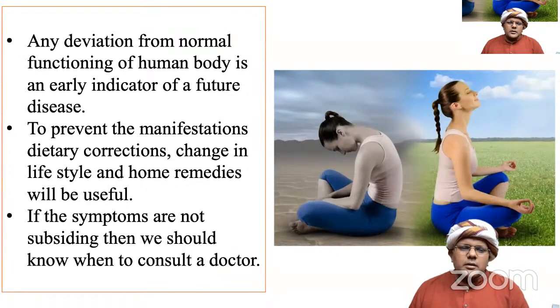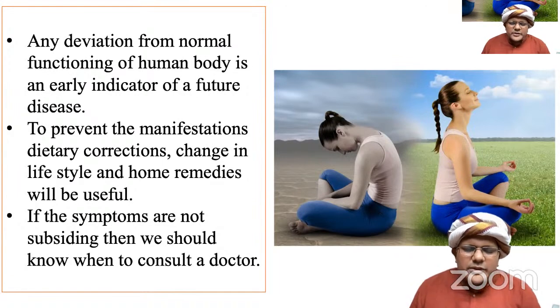There are so many other premonitory symptoms for bigger diseases like heart diseases, diabetes, stroke, kidney failure, so many other bigger challenges which now we face. We need to understand how the body will react, how the body will try to tell us much before the manifestation of life threatening diseases like heart disease, cardiovascular diseases, and renal diseases, all those things. Any deviation from normal functioning of the human body is an early indicator of a future disease. To prevent the manifestations, we need to do dietary corrections, change in lifestyle, and of course, some home remedies are also useful when the symptoms are very small and simple.